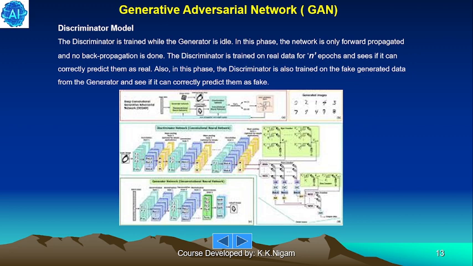Discriminator model. The discriminator is trained while the generator is idle. In this phase, the network is only forward propagated and no backpropagation is done. The discriminator is trained on real data for n epochs to see if it can correctly predict them as real. Also in this phase, the discriminator is trained on the fake data generated by the generator to see if it can correctly predict them as fake.